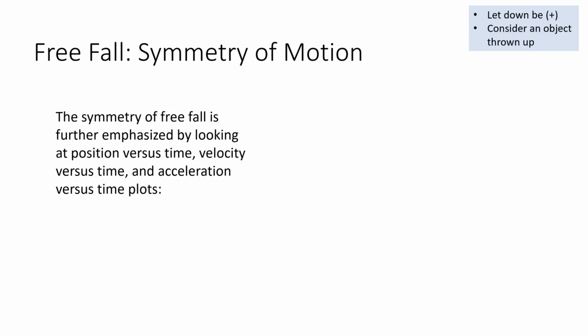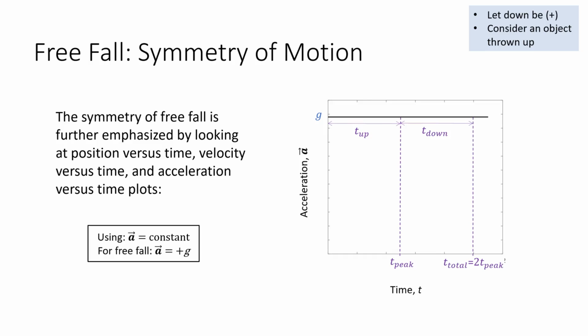Okay, last graph to look at here is the acceleration versus time graph. Acceleration is constant in time, and so I'm just going to get a horizontal line right at g, or 9.81 meters per second squared.